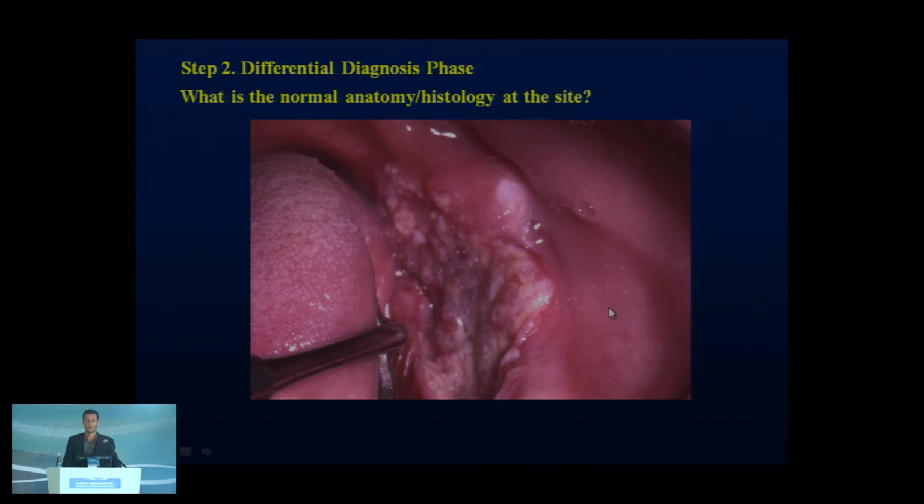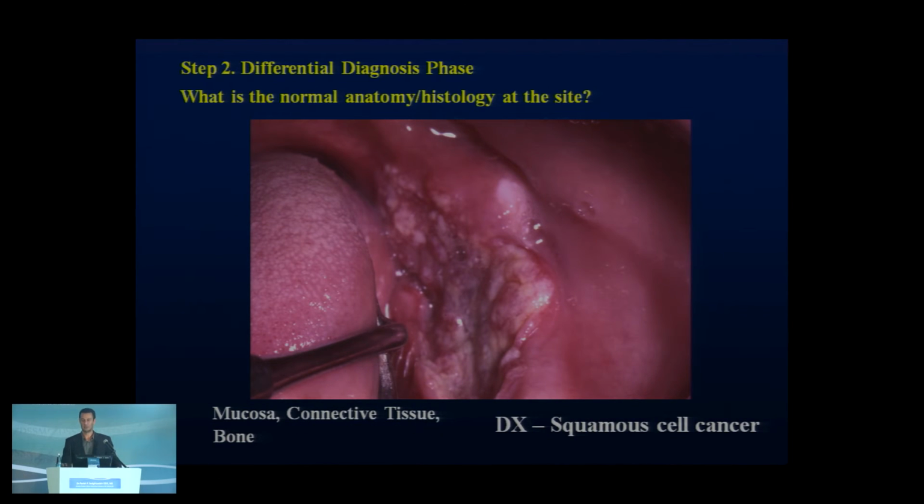Okay? What's the normal anatomy here? We have mucosa, then we have connective tissue, and then we have bone. This is the alveolar ridge of the mandible, right? What is abnormal here? Mucosa, right? The mucosa is ulcerated, it's ugly, it has rolled borders, it looks like it's going in, right? So all of your differentials should come from the mucosa. Do you think this is developmental, reactive, or neoplastic? Neoplastic. Benign or malignant? Malignant. So mucosal malignancy. What's the name of this? Oral squamous cell carcinoma. Or mucosal cancer. Same thing. Okay?